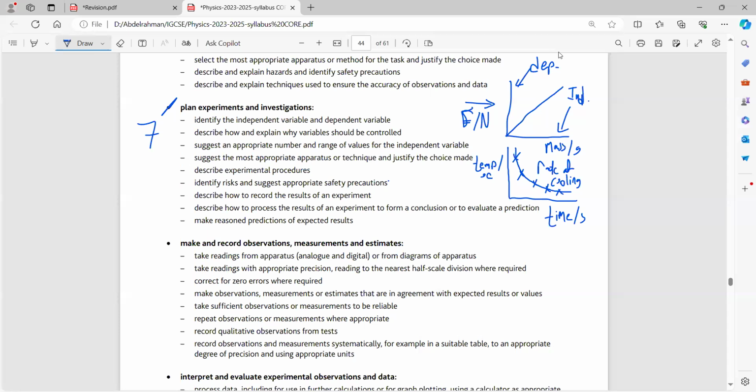Okay, you will find the points 1, 2, 3, 4. You will have them as points. He will tell you he needs the apparatuses, he needs the controlled variables, he needs the method, he needs a conclusion, a table.